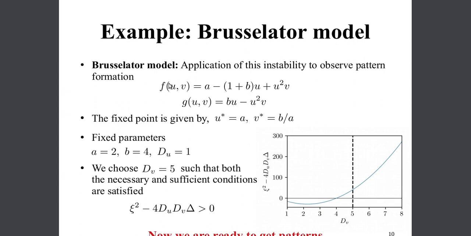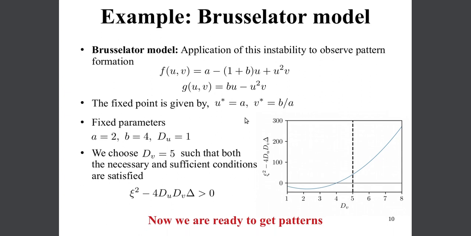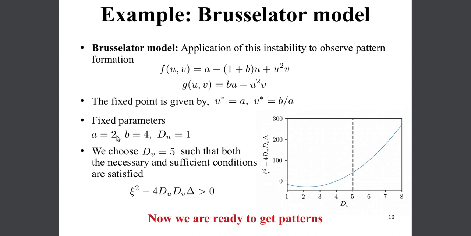So if you take this f(u,v) and g(u,v) in this form, then the fixed point is given by u star equals a and v star equals b by a. Now just fix your parameters. a equals 2, I have taken this, you can take something else. So a equals 2, b equals 4, and Du equals 1. Now we have to choose what will be Dv, because we have other conditions. Now Dv must be greater than 1.